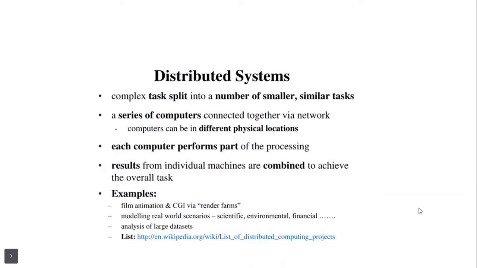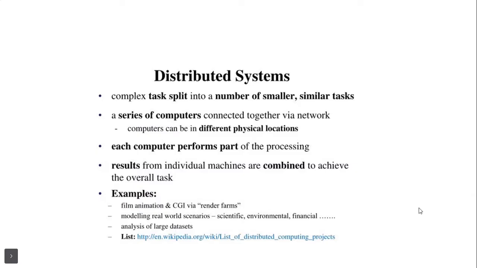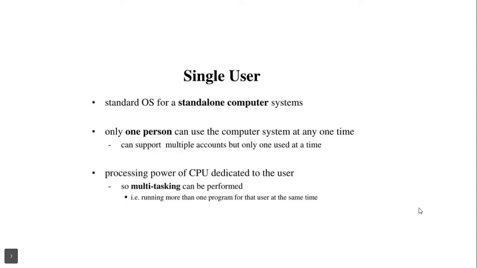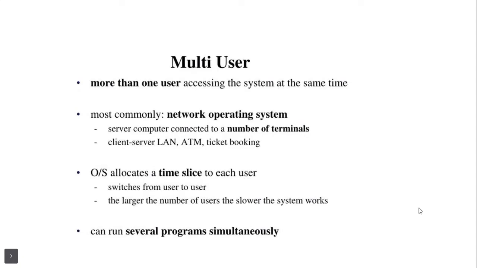A distributed system is nothing but a very complex task divided into a number of small tasks, and these small tasks are executed in parallel on various computers located in different locations, and they combine the results and put them into only one task. These are some of the types of operating systems: single user and multi-user, multitasking, interactive, then real time, batch processing, and distributed systems.